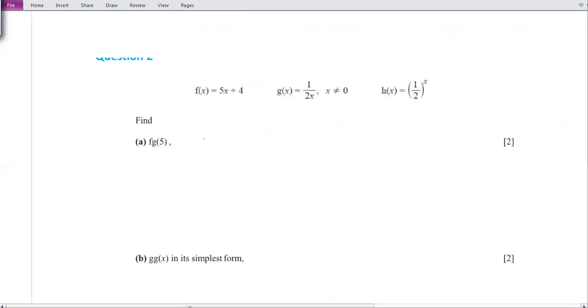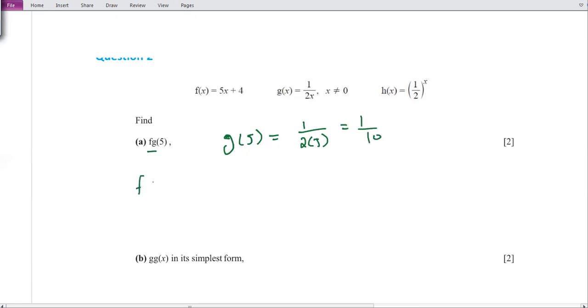Okay, next one is you have to find f of g of 5. f of x is given as 5x plus 4, g of x is equal to this one and h of x is this. First you have to find f of g of 5. So let's first find g of 5. What is the meaning of g of 5? It means in place of x, write 5. This is your rule. So it will be 1 over 2 into 5. It is 1 over 10.